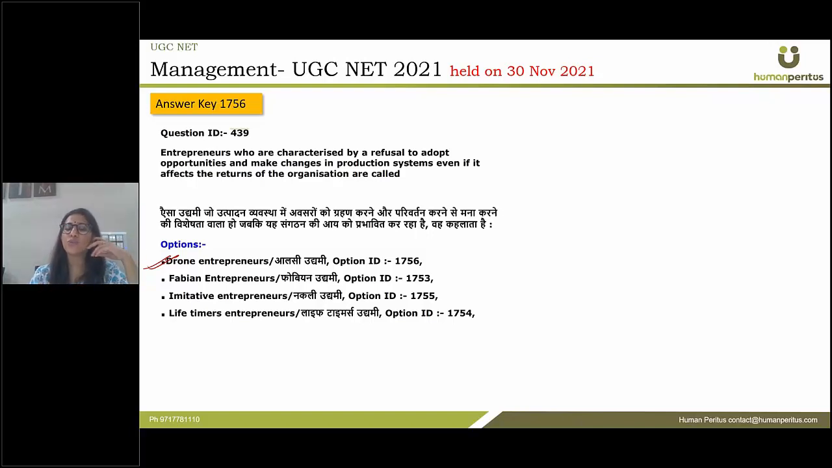These are also called old school kind of entrepreneurs who are very adamant about change and do not like change. The same thing the question is asking, that is they have a kind of refusal to adopt opportunities or make changes. But yes, in this question, another option given is Fabian entrepreneurs. This could also be confused with this because Fabian entrepreneurs also are very cautious and do not very easily accept any kind of change, but still they are not as adamant as drone entrepreneurs are. So option number 1756 is the correct answer.